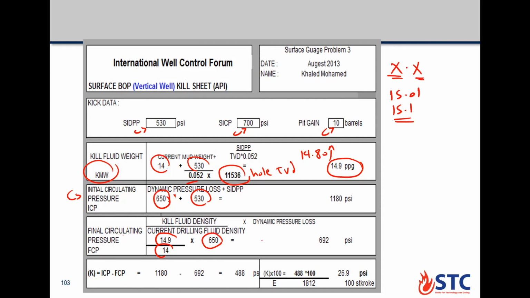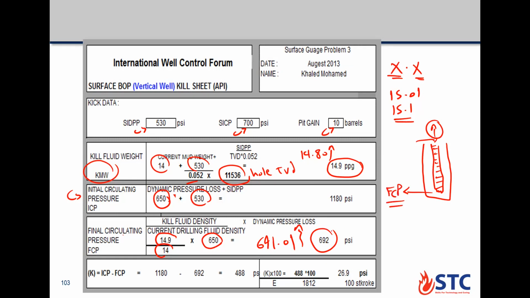So if the answer is 691.01, we need to round up, so it will be 692 PSI. Why round up for the FCP? We're going to discuss it, but let's say we have our well like this, and here is the drill pipe. Once reaching kill rate, we have here ICP. Once pumping the whole string with the kill mud, now we have here FCP.